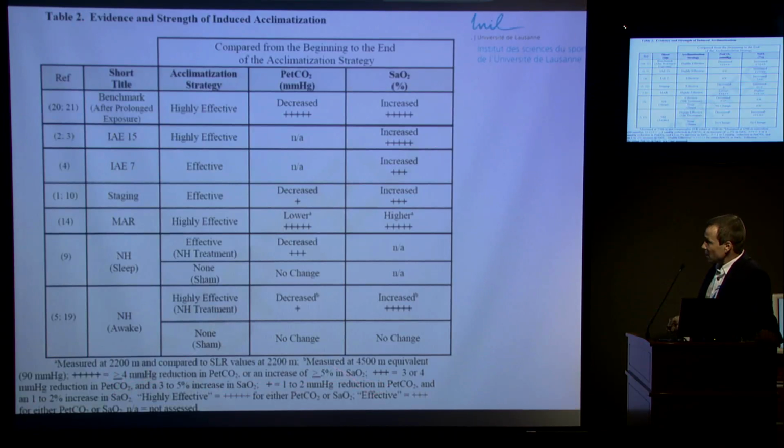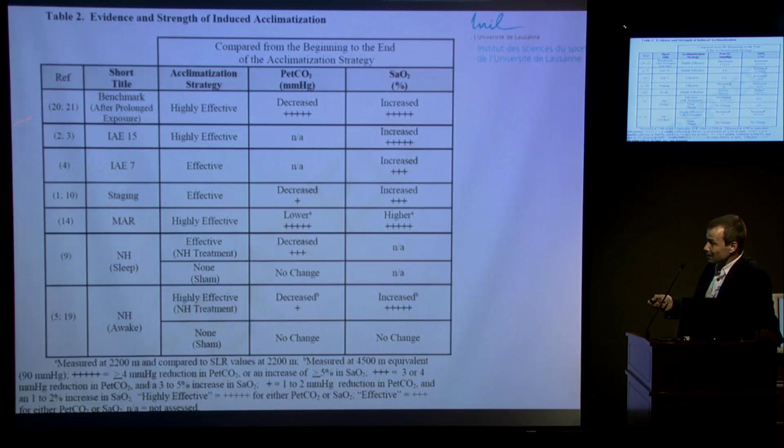You get the data here, HH, and you have studies in NH, every time with an NH treatment and a sham group. And you can see here that all these strategies have been evaluated as either effective or very effective, depending on the magnitude of the decrease in the PETCO2 or the magnitude of the increase in the arterial oxygen saturation. At the end of the pre-acclimatization phase, people were supposed to be acclimatized.